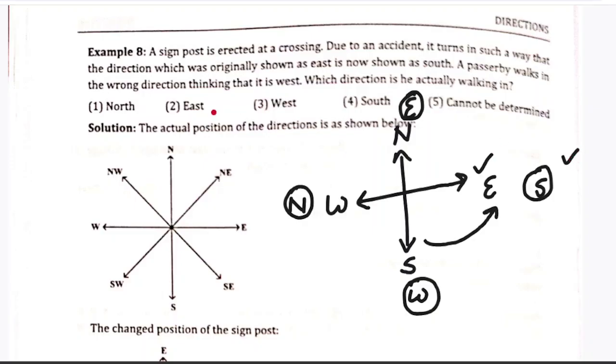A passerby walks in the wrong direction thinking it is west. The passerby is seeing which direction? Is seeing this direction. The wrong one, which is the circle. But actually, where is he walking? He is walking into south.